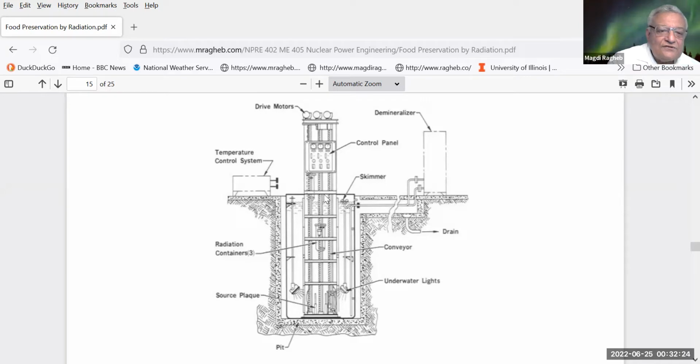This shows us the tank that contains the irradiation products. So the cobalt 60 plates would be underwater. You have lights here. You can stand on top here yourself. The water provides very good shielding against radiation, but those plates of cesium-137 and cobalt 60 are raised to irradiate the food supply coming in.